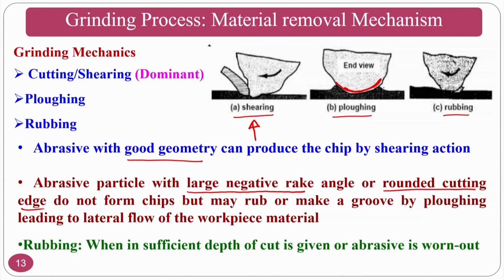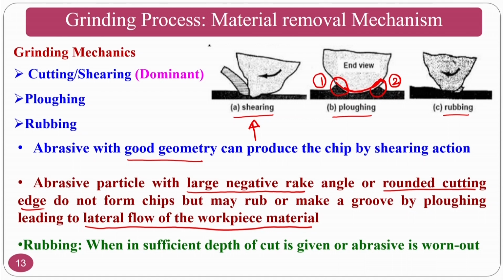For a better understanding of what ploughing is, think of farmers in the fields. When they do farming using bulls, they use the plough, which in Hindi is called hull. Whenever they use it, the material is removed and thrown into the adjacent region. That is called ploughing. This is called lateral flow of the workpiece material. This 1 and 2 is the lateral flow, which is because of the ploughing action.